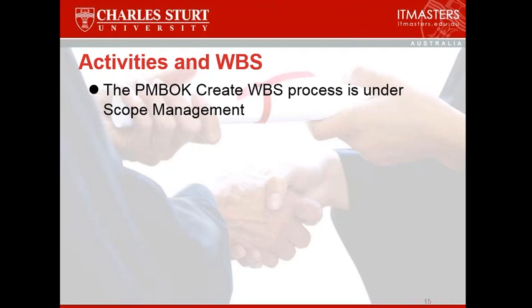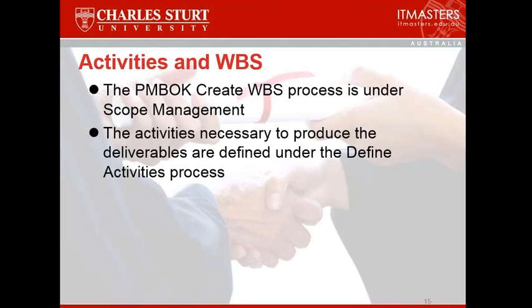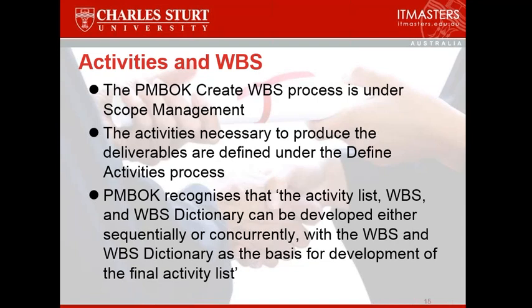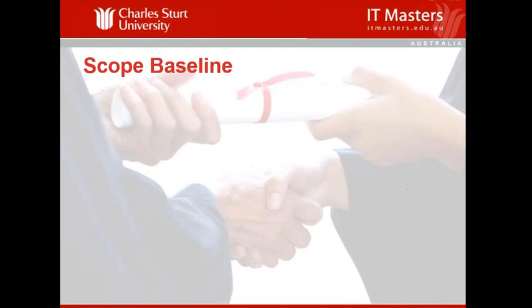So just highlighting again, the PMBOK talks about creating a work breakdown structure. It's under scope management. The activities necessary to produce the deliverables are defined under the define activities process, which is under time management. However, PMBOK says, look, you may be doing all these things in an iterative fashion. You may be drawing up your work breakdown structure, your activity list, your work breakdown structure dictionary. All these things are happening at the one time. So really, it's not a must do this first, must do this next. There is a situation where you're actually undertaking this work in an iterative manner.